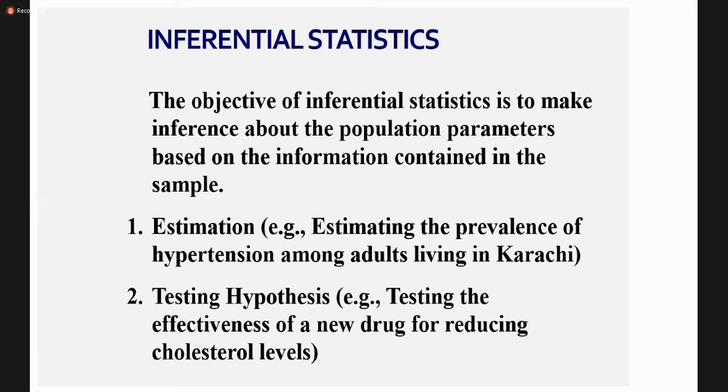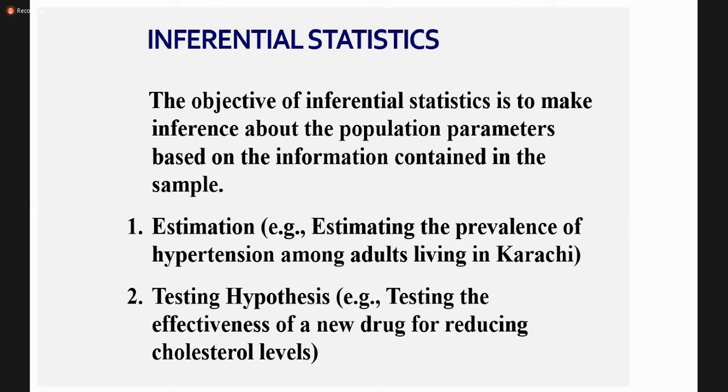It would be something like 40% of the Karachi population would be adult population. The rest are children. So the 18 and above population would form 40% of the Karachi population. That means 8 million of the Karachi population are adults. Would we go for the whole 8 million to estimate the prevalence of hypertension? No, because it would be inefficient. It would waste our resources, money, time, manpower.